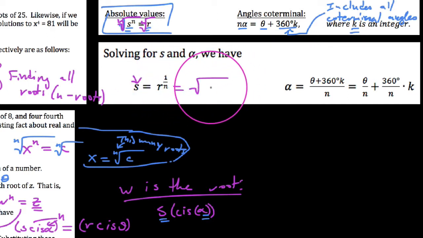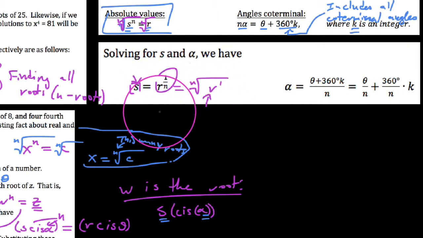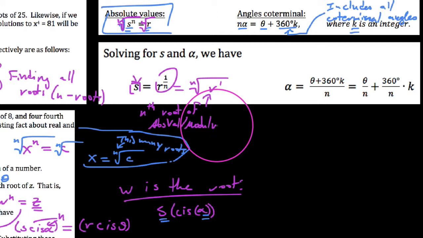Now, a quick algebra review: this is the same thing as the nth root of r to the first power. So when you write 1 over n, you're really saying the nth root of this base, okay? So if I were to take the nth root of some complex number, I would just have to take the nth root of the modulus. So this is the nth root of the absolute value, or the modulus. That's all this is. So in other words, if I want to take an nth root of a trig form number, all I have to do is take the nth root of the modulus.